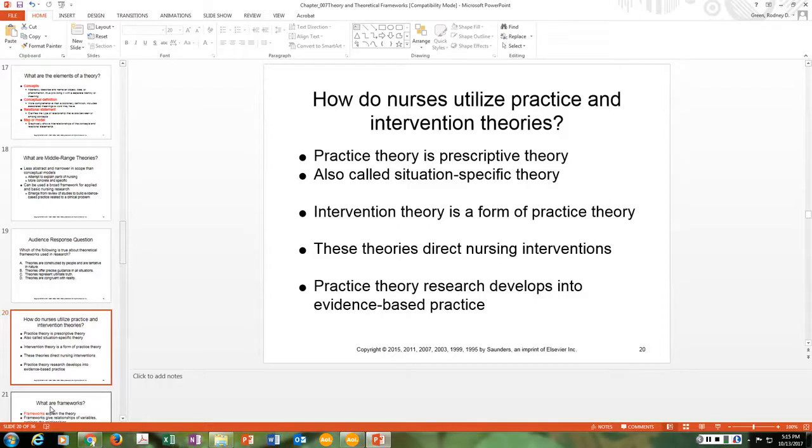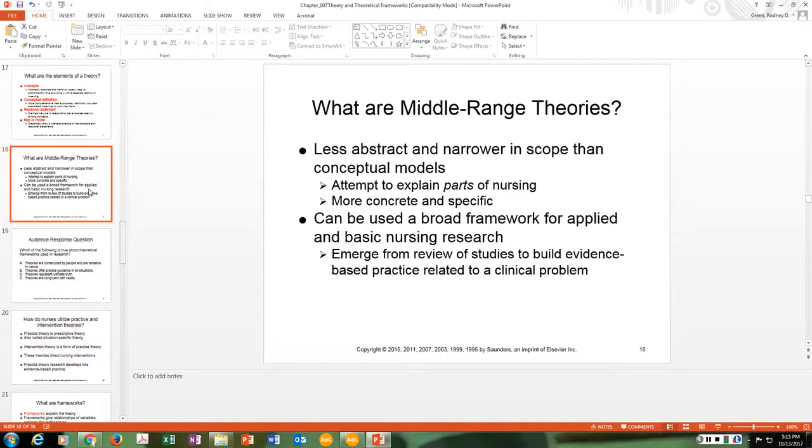How do nurses utilize practice and intervention theories? Oh, I want to go back here. Let's see. Examples of middle range theories. You may have heard of the health promotion theory by Pender. You may have heard of the comfort care theory by Kolcaba. And there is another one listed in your textbook, and it's called resilience theory. And this was developed by Laura Polk.